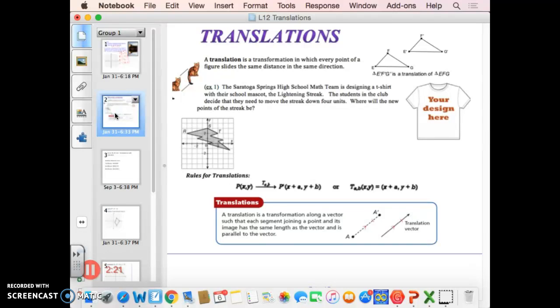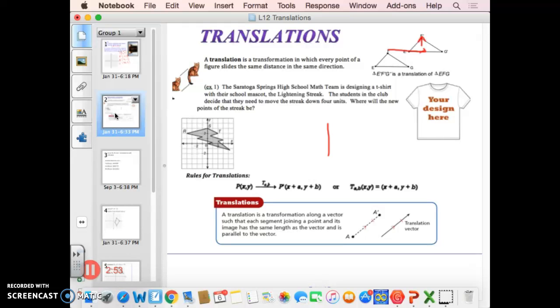So a translation, this is not in your notes, but it is a transformation in which every point of a figure slides the same distance in the same direction. So for example, you always want to go from F to F prime, the letter without the prime to the one with the prime. And when you slide on a coordinate grid, you are going to go right some distance, and then you're going to go up a distance, okay? So it's extremely important to know what the distances are.